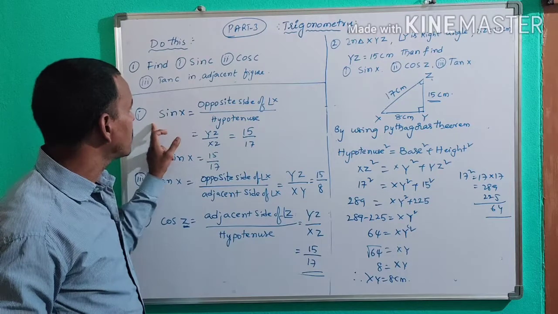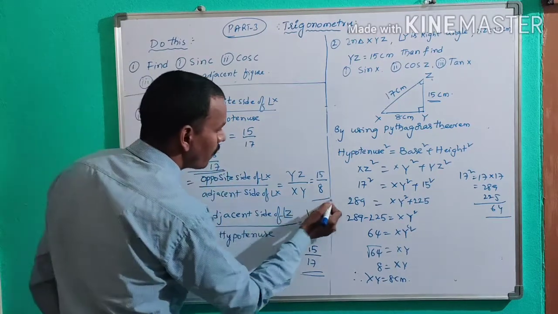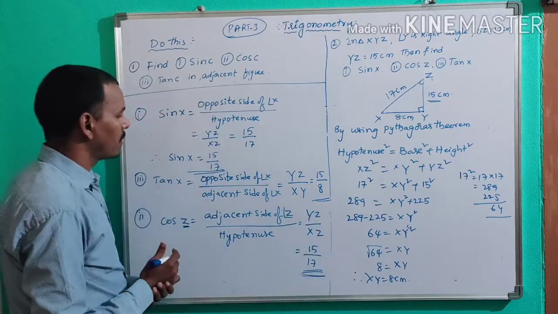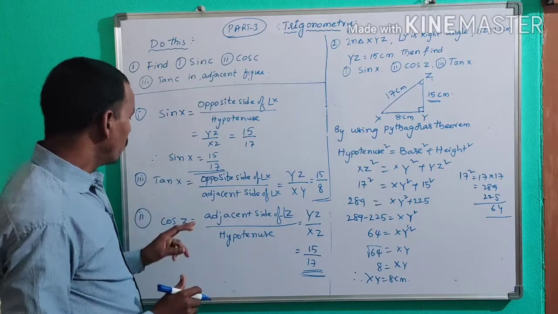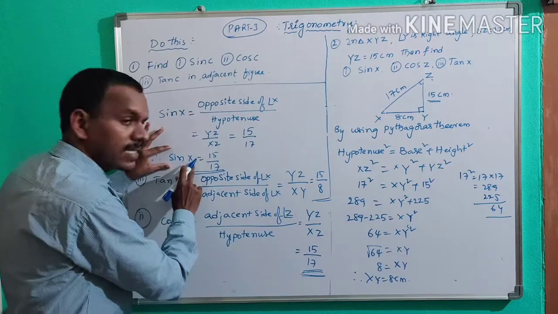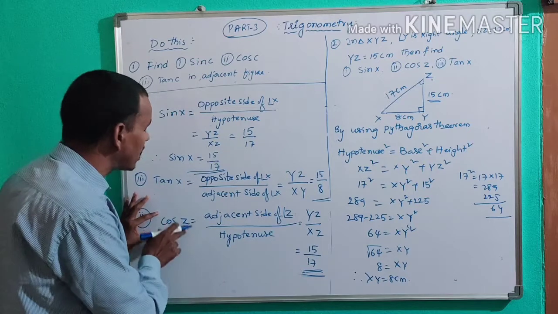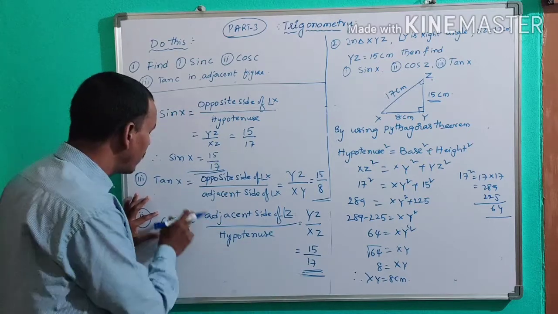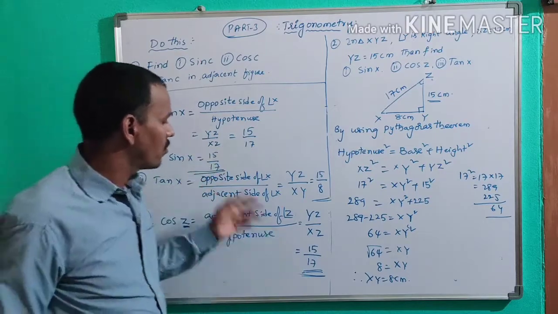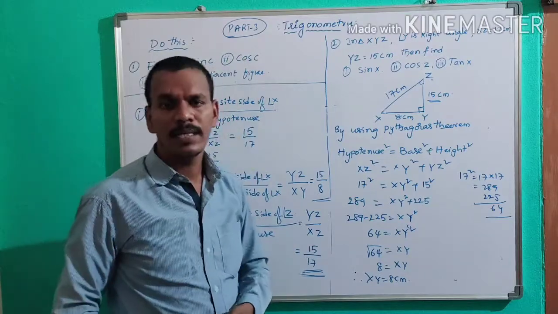Now sin X is equal to 15 by 17, tan X is equal to 15 by 8, and cos Z is equal to 15 by 17. Here we are getting the same answers. Don't get confused: this is sin X, it is not cos X, it is cos Z. Even cos X would give a different answer. But here we are taking Z, so the angle has changed, and that's why the values are the same. So first do this problem, and then do the second problem.